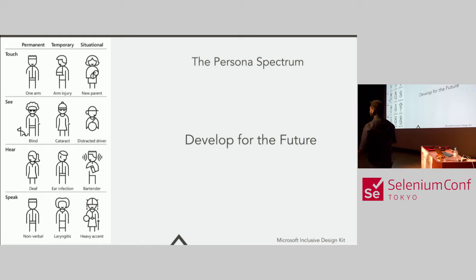And then see, hear, and speak. So there are different aspects to it, like permanent, temporary, and situational. And this is exactly taken from the Microsoft Inclusive Design Kit. Microsoft is doing wonderful work considering accessibility, and if you want to take a look and learn more about it, that's again one of my references where I learned more. It's called the Microsoft Inclusive Design Kit. It's a beautiful PDF which has all the information that you would want to know, especially if you're a tester or a developer who wants to learn more of the coding stuff.